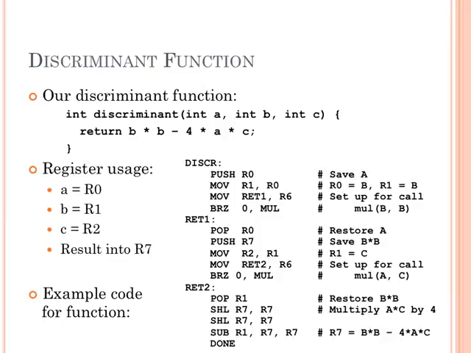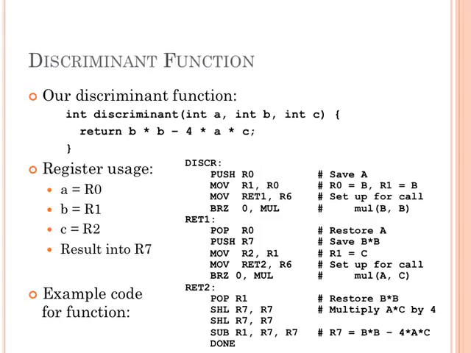Then I need to restore B squared. Now notice I pushed R7 before. There's no requirement that you must pop into the same register that you pushed from. Obviously that constraint is there sometimes, like when we saved R2, we needed to restore R2. But here, we're just using the stack to store a temporary value. So we pushed R7 and we popped it into R1. We shift R7 left 2 times to multiply it by 4. We subtract R7 from R1, and we store the answer into R7, and we're finished. Does that make sense to everyone?